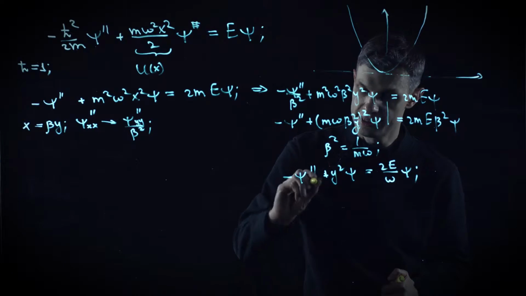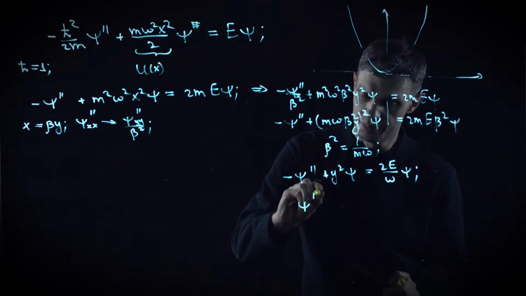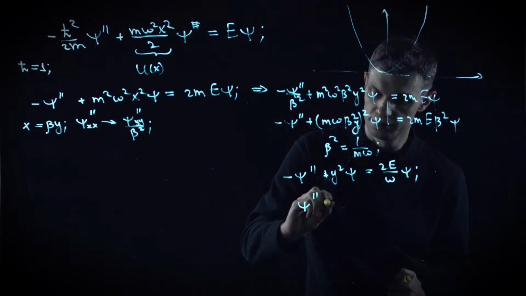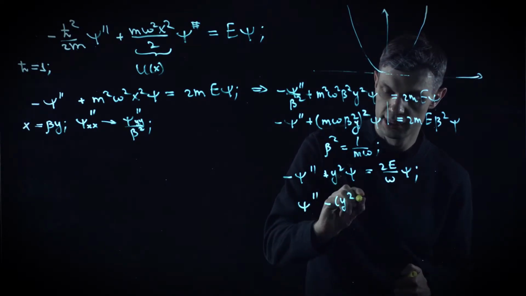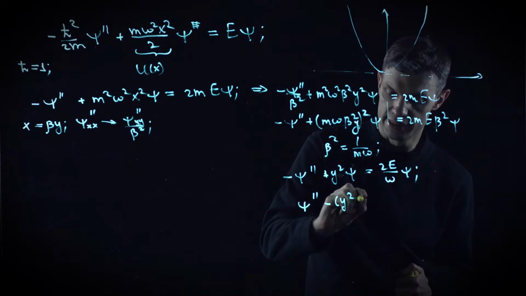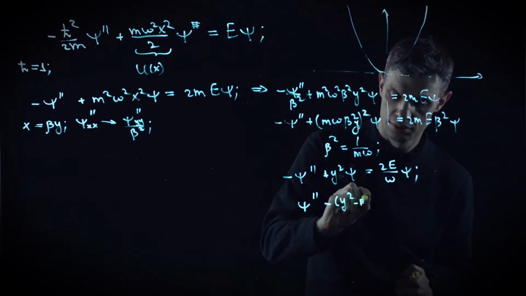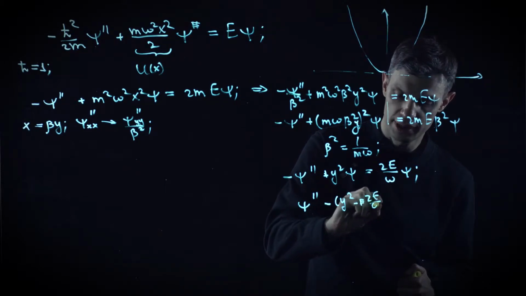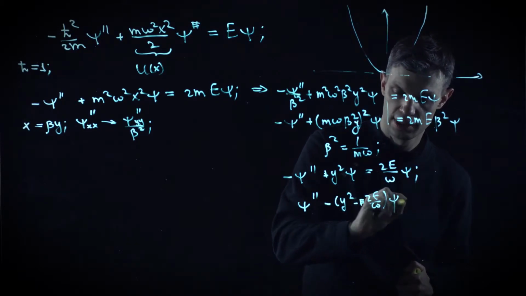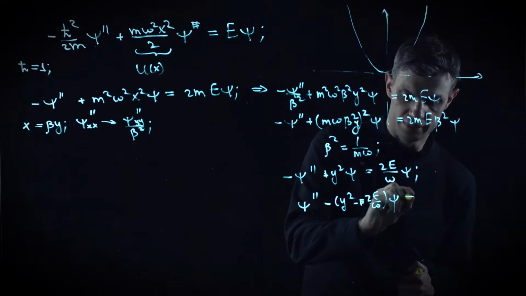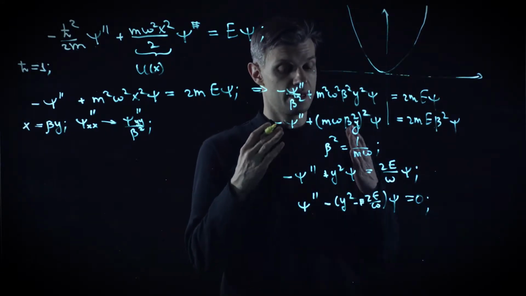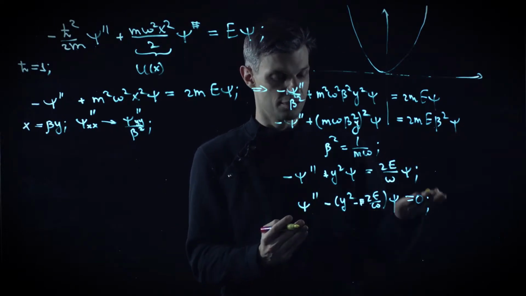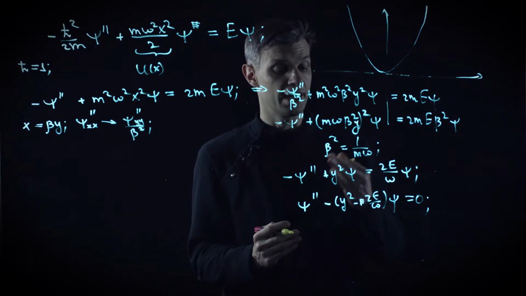psi double prime minus y squared plus 2E divided by omega, times psi, equals 0. Okay, so again, the equation looks more elegant, definitely, but we can't solve it.